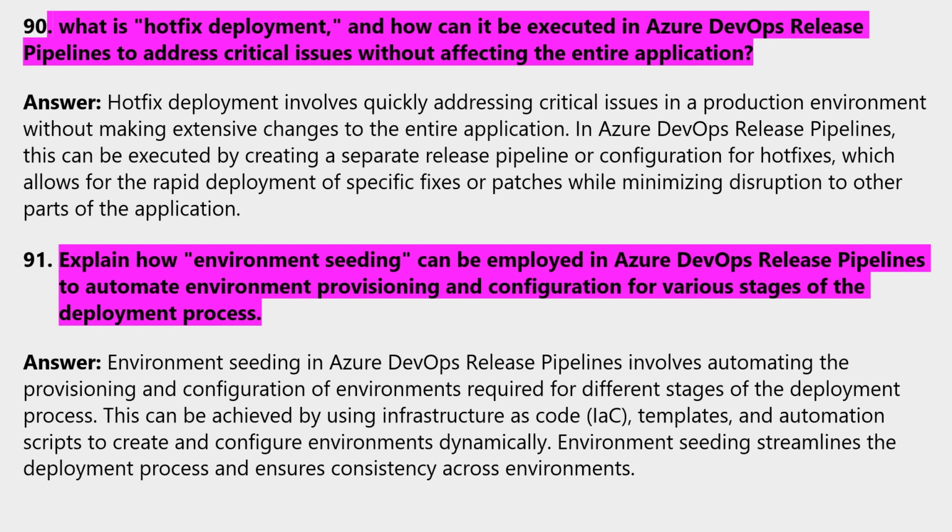Explain how environment seeding can be employed in Azure DevOps release pipelines to automate environment provisioning and configuration for various stages of the deployment process. Environment seeding in Azure DevOps release pipelines involves automating the provisioning and configuration of environments required for different stages of the deployment process. This can be achieved by using infrastructure as code, IaC, templates, and automation scripts to create and configure environments dynamically. Environment seeding streamlines the deployment process and ensures consistency across environments.